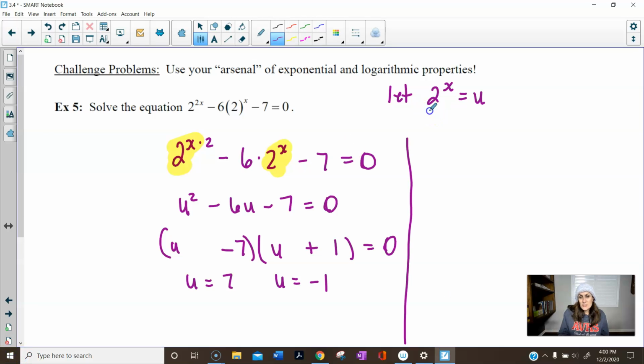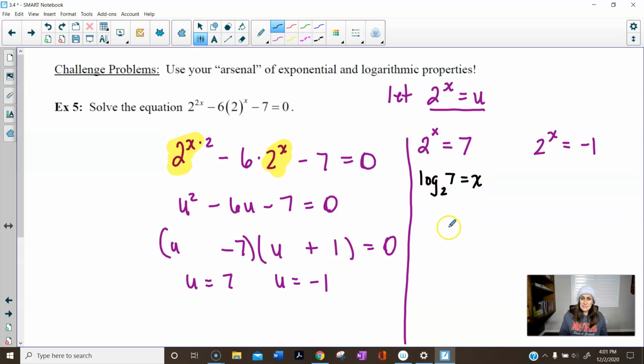Since 2 to the x equals u, you would say 2 to the x is equal to 7. And the other answer was negative 1, so you would say 2 to the x equals negative 1. From there, I don't know 2 to what power is 7. I have no idea. And so we're going to go ahead and change that to a logarithm. So this would be log base 2 of 7 is equal to x.